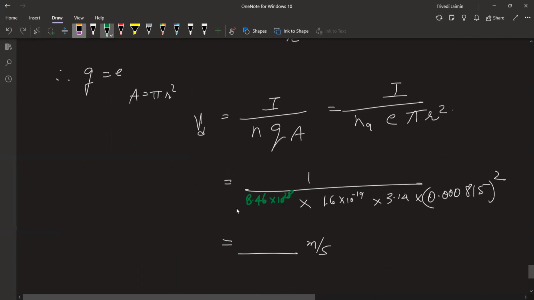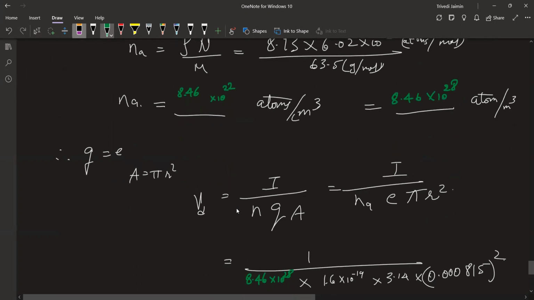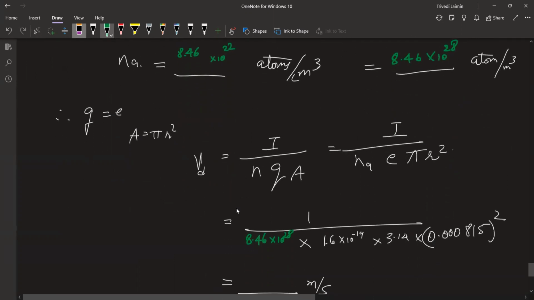Sir, I didn't understand why you took Q is equal to E. See, the magnitude of charge is E. So here charge and E both are the same, because you have one free electron per atom. So one charge we will assume.